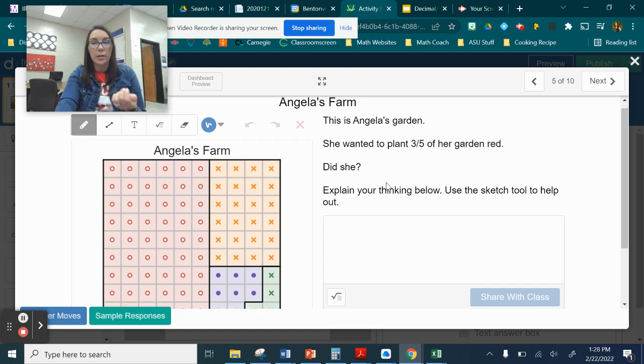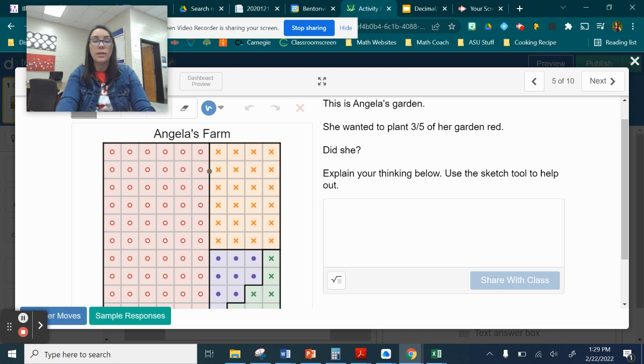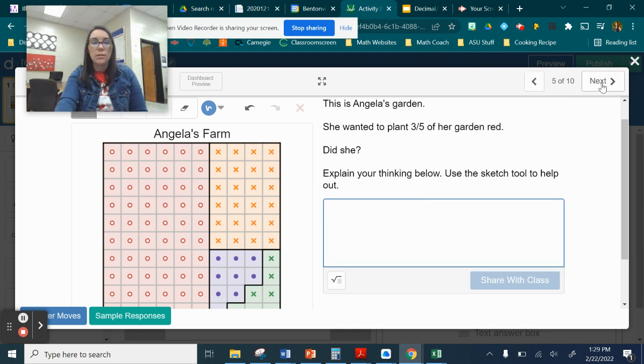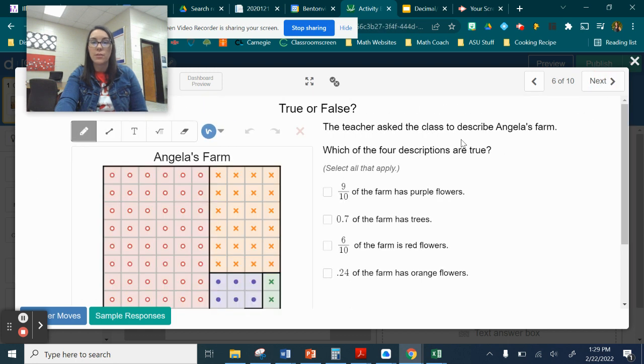Do you agree with her? Explain. You can draw on here and explain. So you can draw on this. If you want to erase it, just click that. But explain, how do you know if she's right or if she is wrong? That her garden, 3 fifths of it is red.